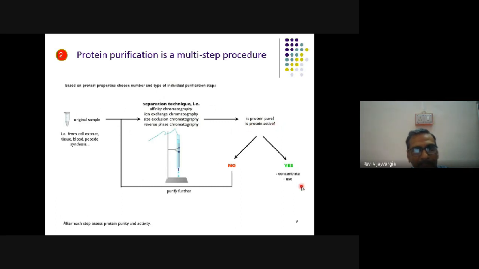If the answer is yes, then if it is diluted, you can concentrate and then use it. If the answer is no, then you have to go back, modify your strategy, and purify it further so that finally you get an answer of yes. In this case, after each step you have to assess the protein purity and activity, so you know that you are moving in the right direction. This is just an overview, but this is what you have to look for and ask at the end. If you are satisfied, then you are done. If not, you have to go back and replan your purification strategy.